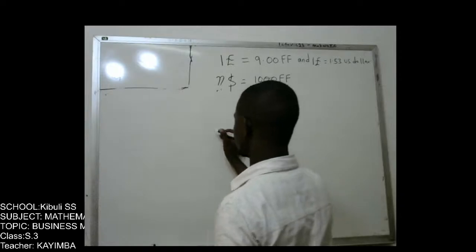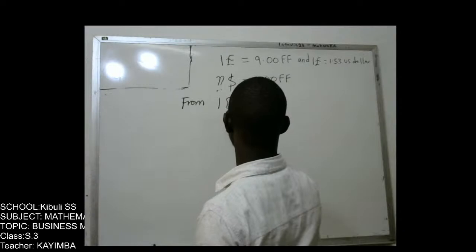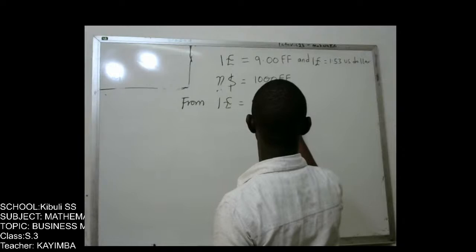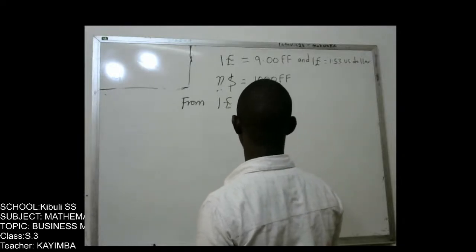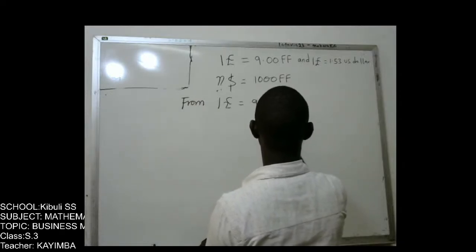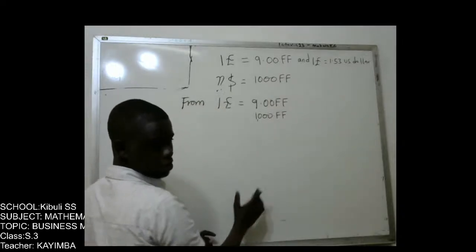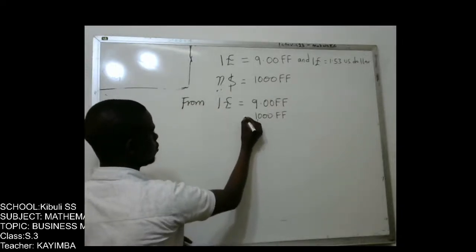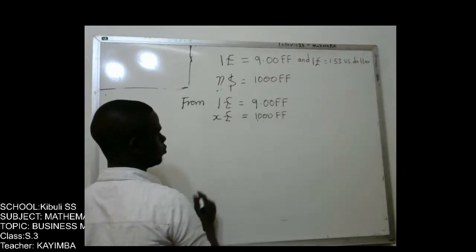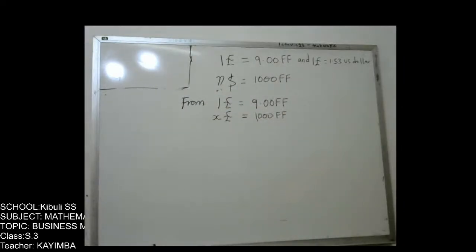So it's going to be from 1 pound sterling is equivalent to 9.00 French francs. Okay? Then 1,000 French francs, you're changing them to what? You are supposed to consider the side, okay? Is equivalent to X pound sterling. We are looking for the X now. Are you getting me?